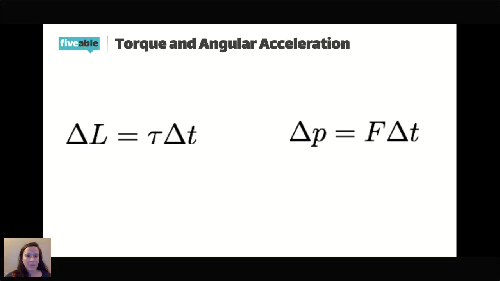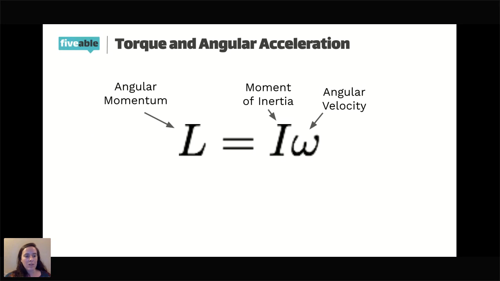All right. One of our other relationships for angular momentum is L equals I omega. This is probably one of the ones you're going to see most often, I would say. The magnitude of the angular momentum of an extended object is just the moment of inertia multiplied by the angular velocity of that object.